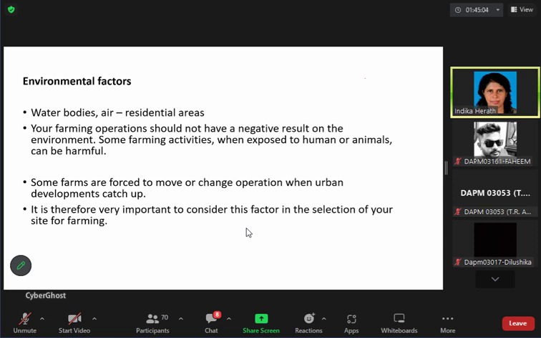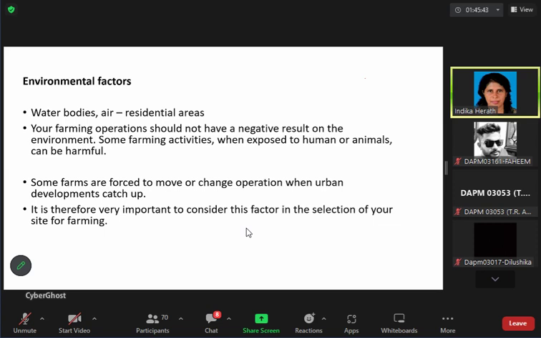Environmental factors also need to be considered, especially the access to water bodies, and also if there are any residential areas around. This becomes important when you're investing in animal husbandry. If there are residential areas around, there will be waste discharge and smell and all those things going to be an issue. So we have to select an area where there are no residential places around, right? Especially for animal husbandry.